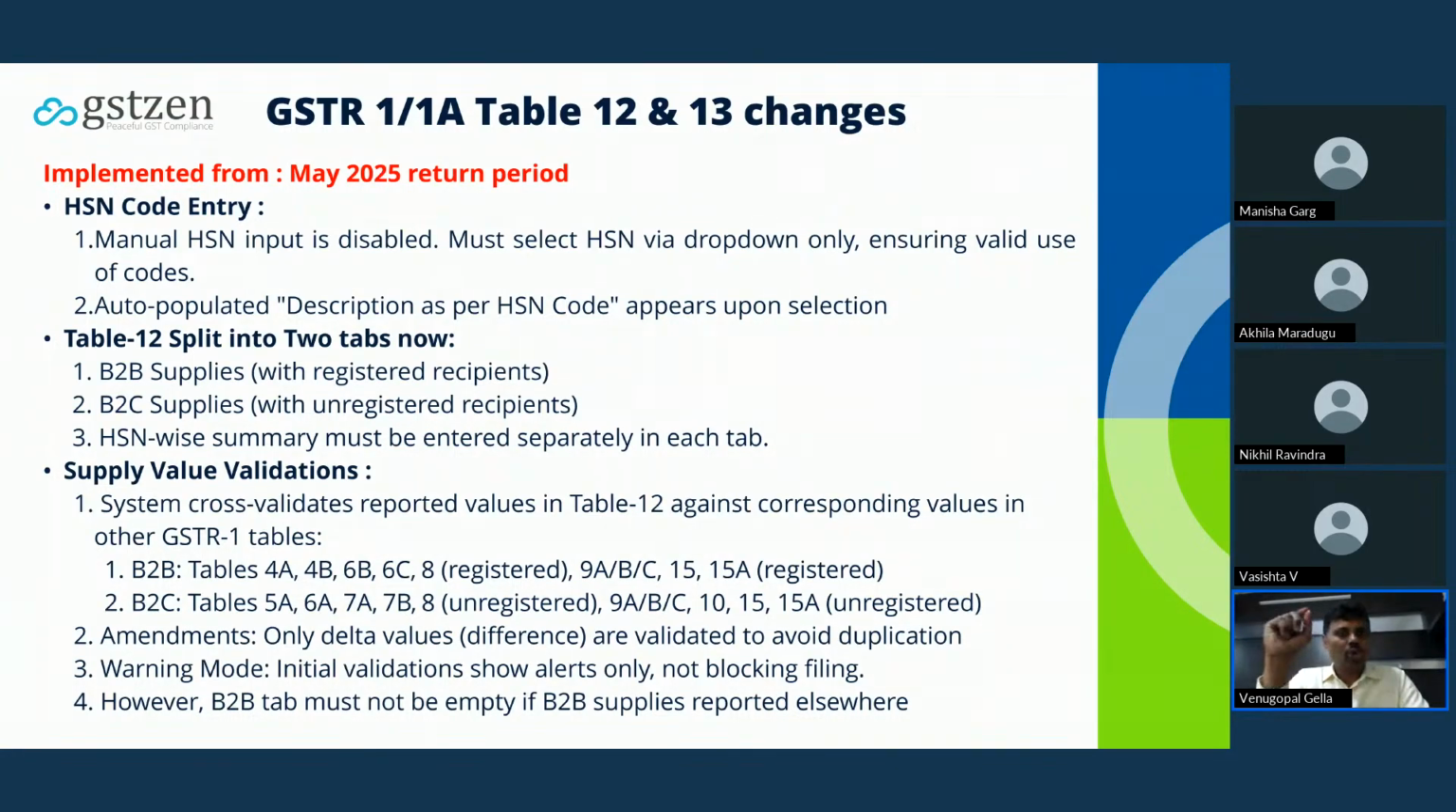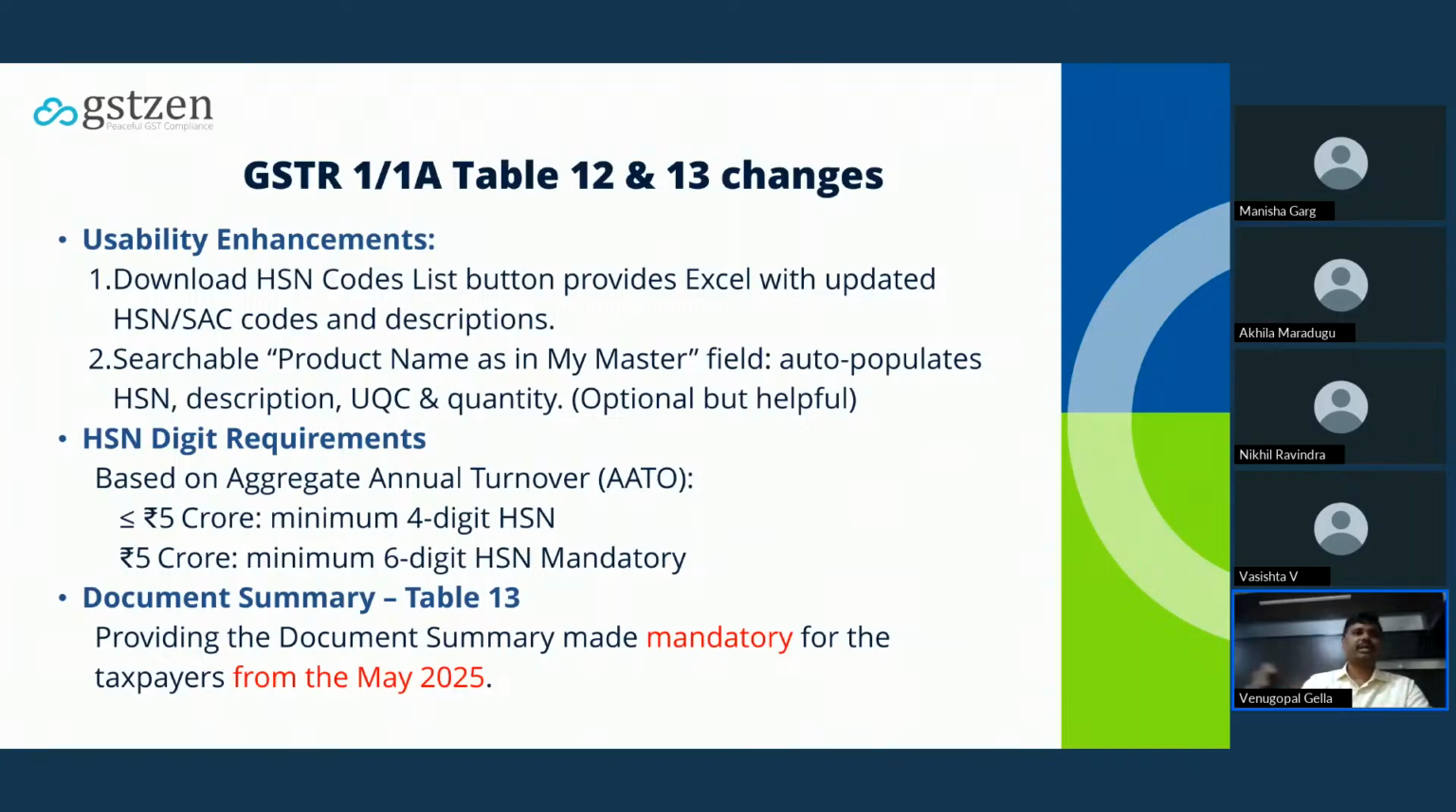Hope this is clear. The next part, they have done little enhancements. They have given you a list of HSN codes for you to download to understand the products and UQC better. You can search your product in your master, or you can have the HSN reported at 4 digits or 6 digits basis the turnover.